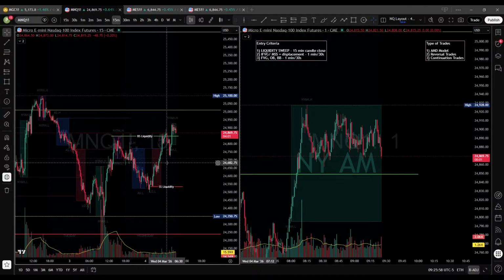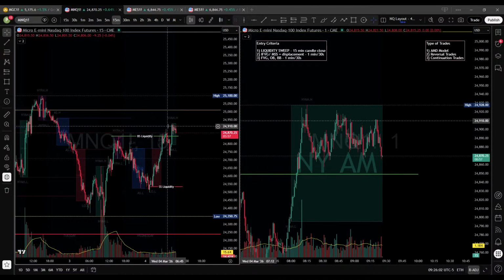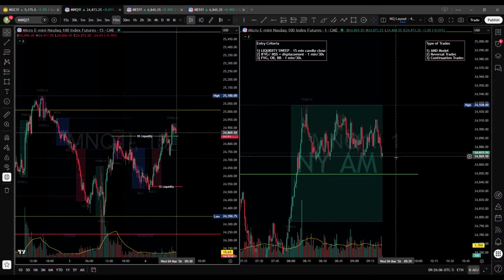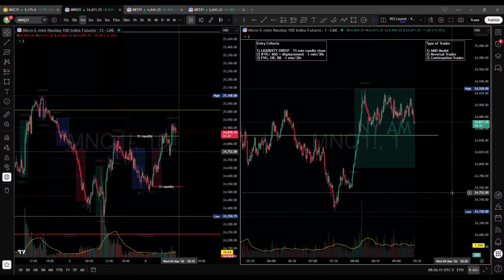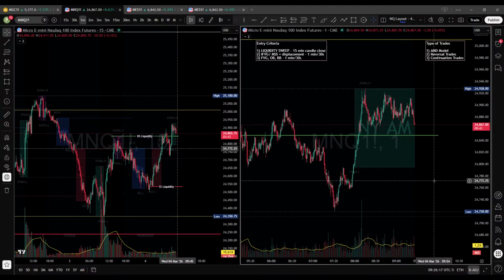We have drawn liquidity on the downside. We have this relative equal highs, which high was taken. It is consolidating. But if price continues to move down, then we have London session low, 24,536, as draw on liquidity. I'll be right back in a minute.